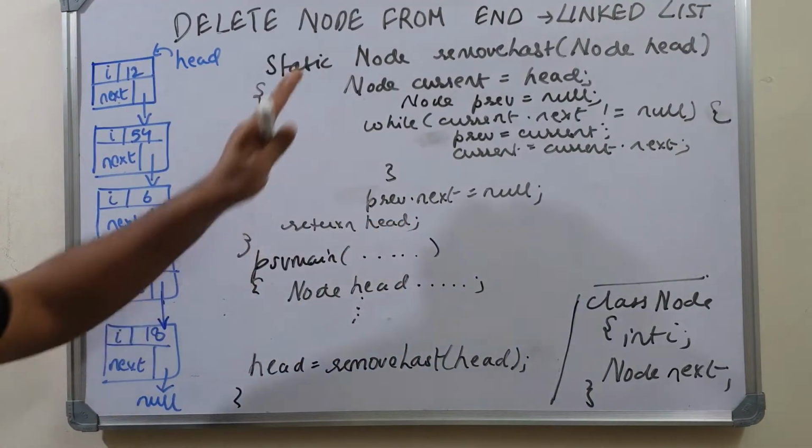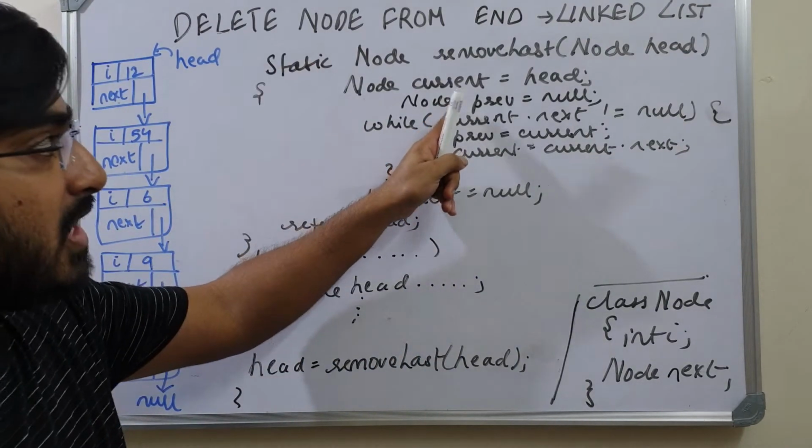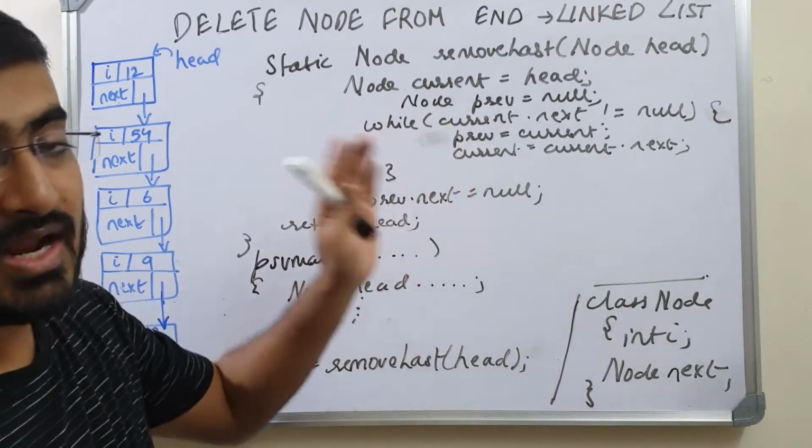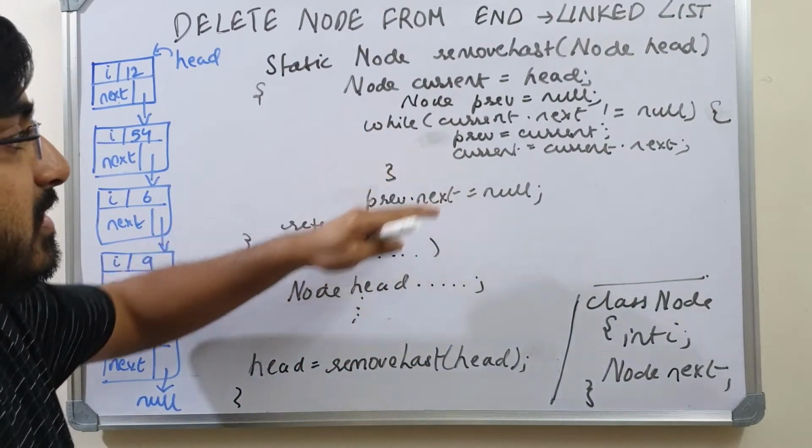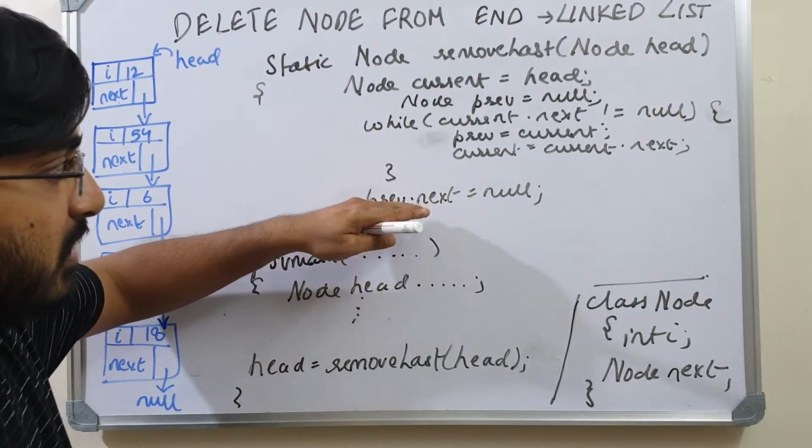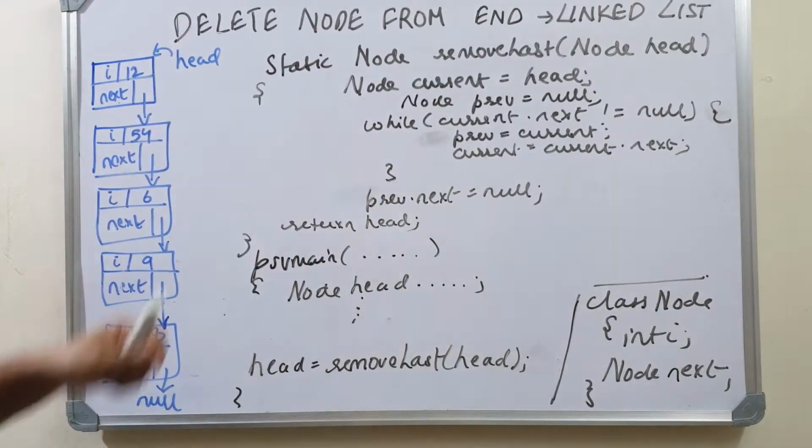The idea is that previous will land on the second last node, and current will land on the last node after the while loop completes. So previous is the second last node, so the next of previous will be set to null. Let's see how this goes.